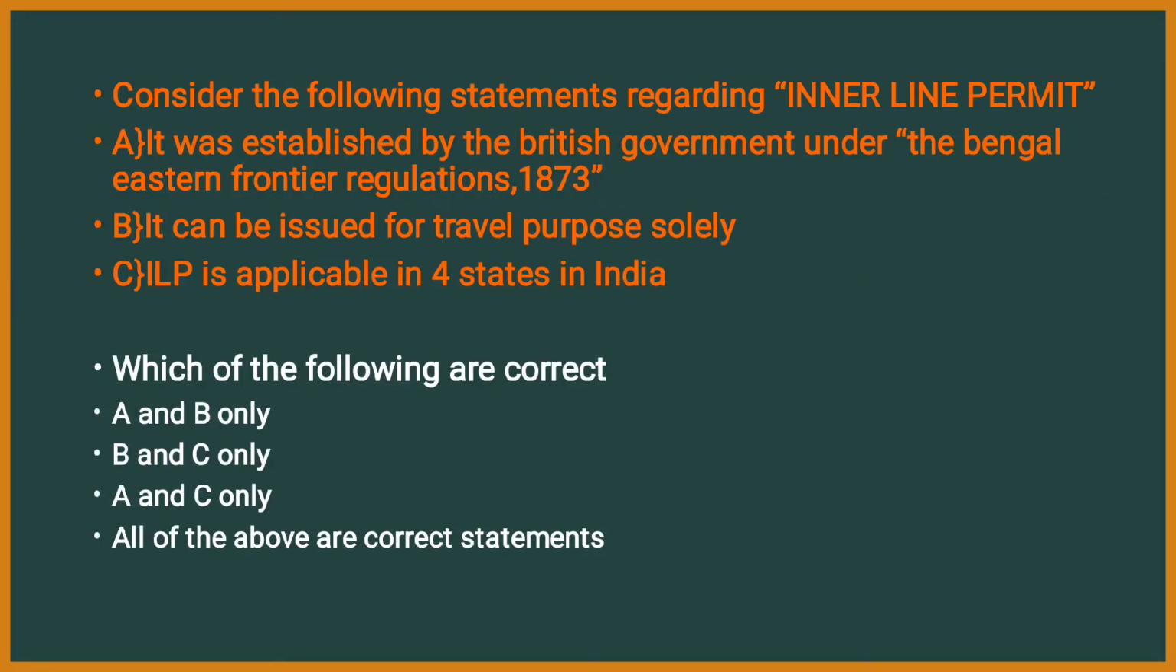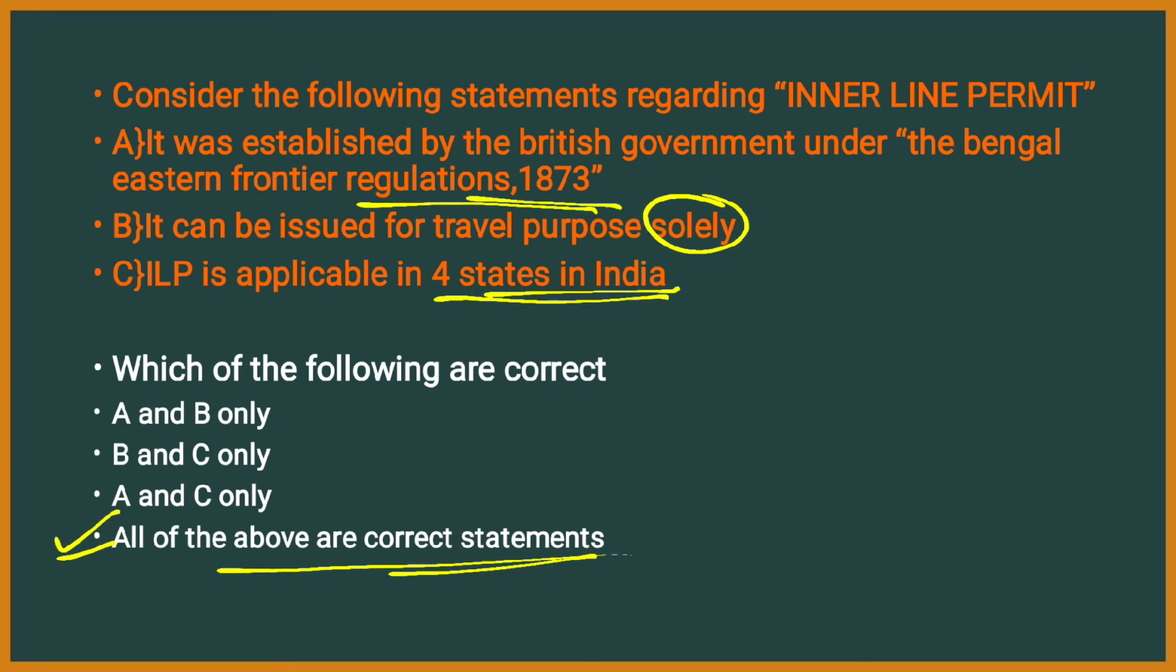Consider the following statements regarding the Inner Line Permit. First statement, it was established by the British government under the Bengal Eastern Frontier Regulations 1873. Second, it can be issued for travel purposes solely. Inner Line Permit is applicable in 4 states in India. Which of the following statements are correct? Here the right answer is all the above statements are correct. It was established by the British under the Bengal Eastern Frontier Regulation Act of 1873, and it can be issued for travel purposes solely, right? Third, Inner Line Permit is applicable in 4 states in India.